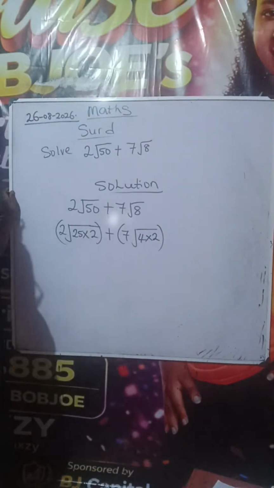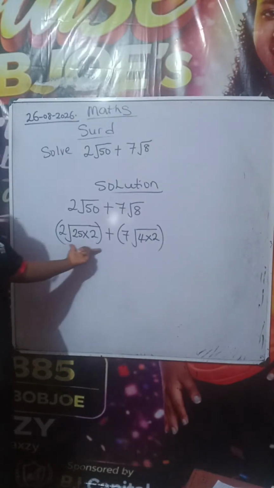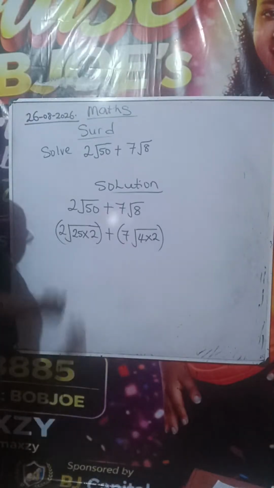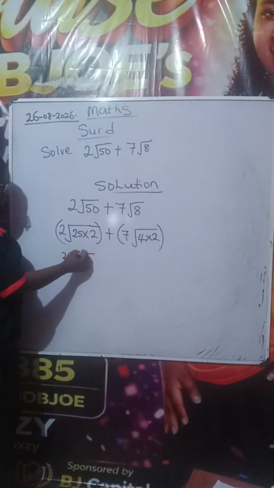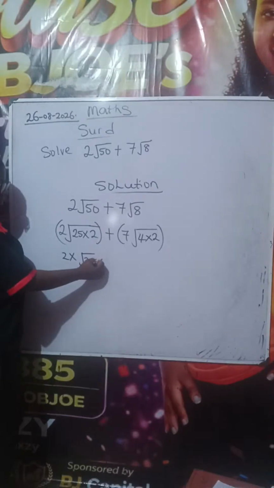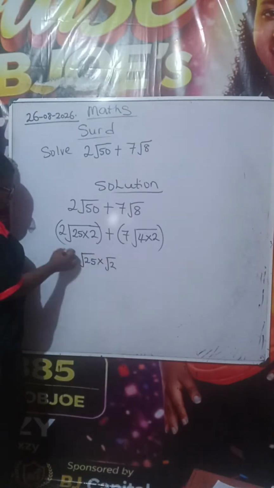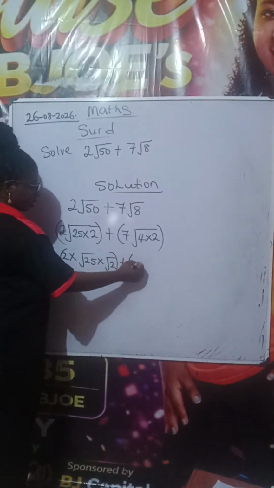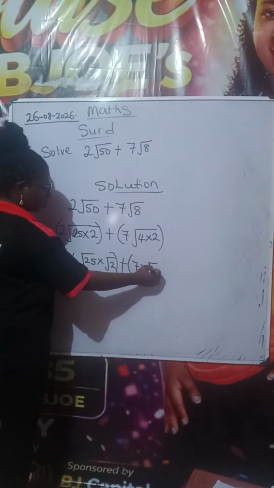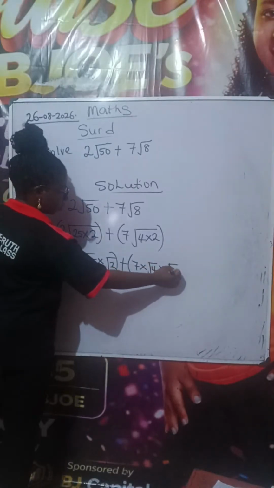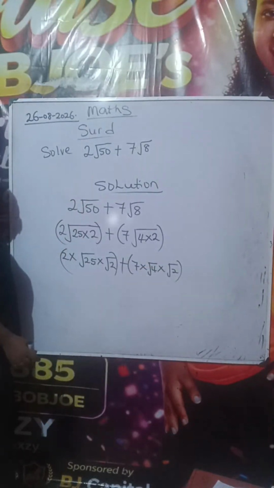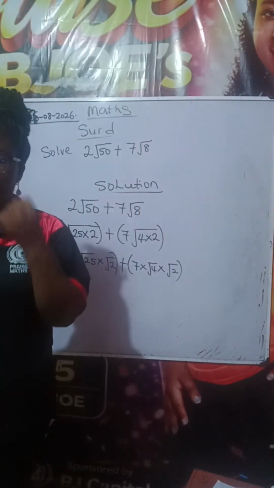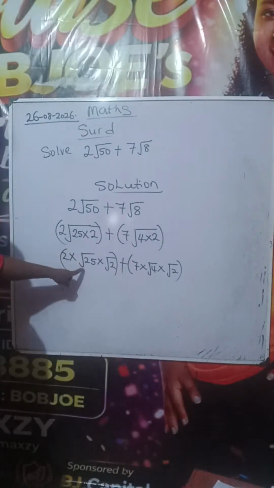So what next again? Look at it. We need to separate this. So this is the same thing as 2 times root 25 times root 2, then plus, separate this one, 7 times root 4 times root 2. Now, what is the square root of 25? Can we get the square root of 25? Look at it.